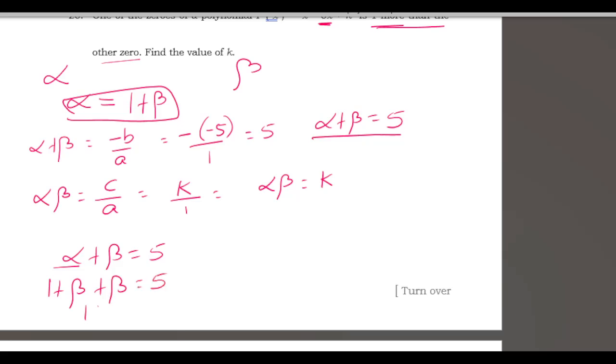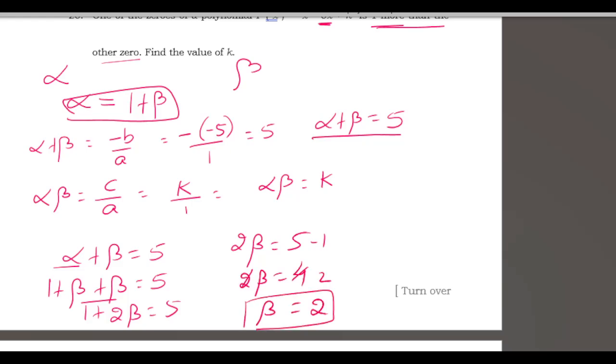So 1 plus 2 beta is equal to 5. You send 1 to the right side. So 2 beta is equal to 5 minus 1, that is 2 beta is equal to 4. So beta is equal to 2. So we got one zero, that is beta is equal to 2. Now we put the value in the first equation. Alpha is equal to 1 plus beta, so alpha is equal to 1 plus 2. So alpha is equal to 3. We got the value of alpha.